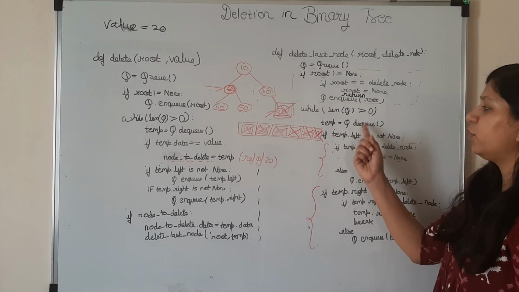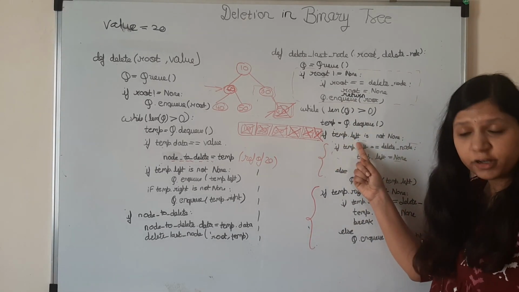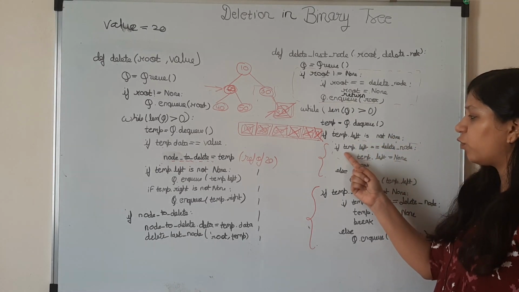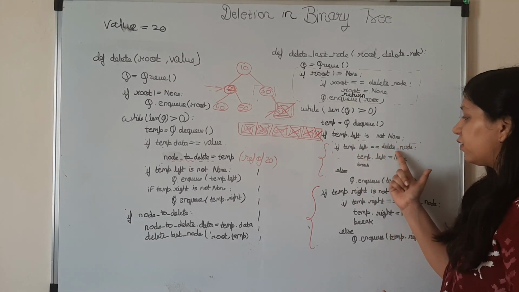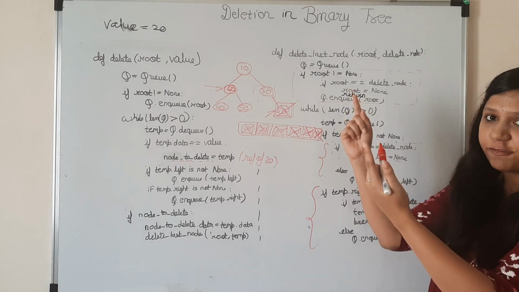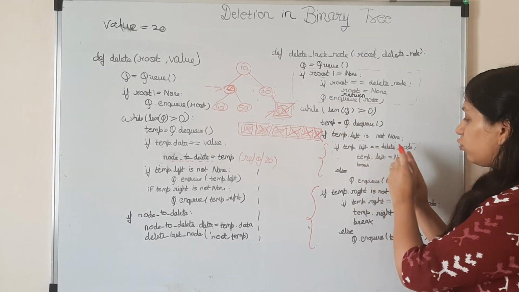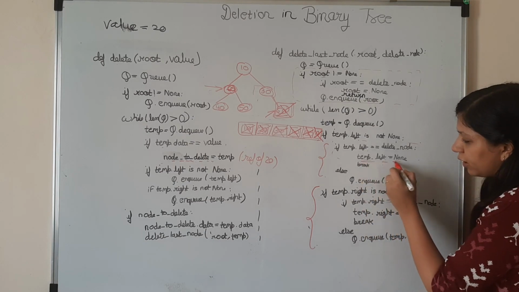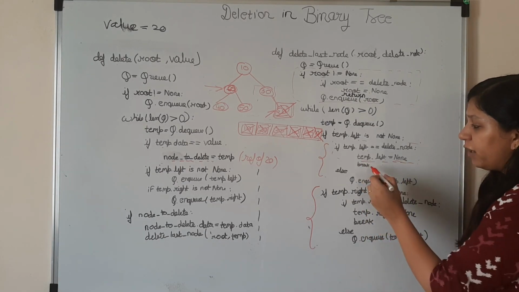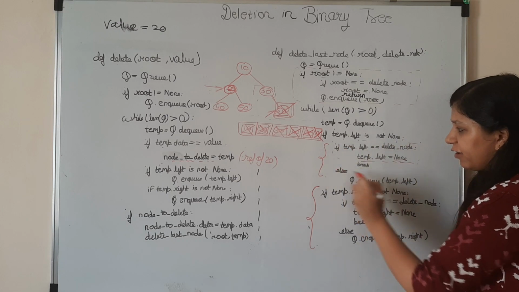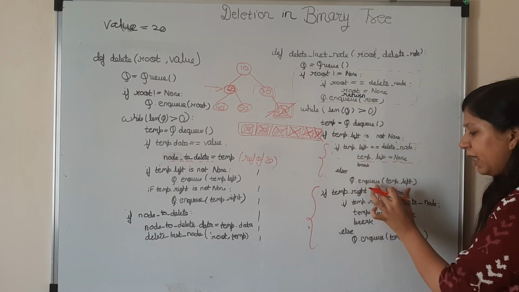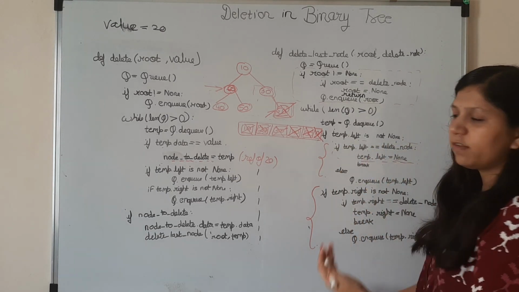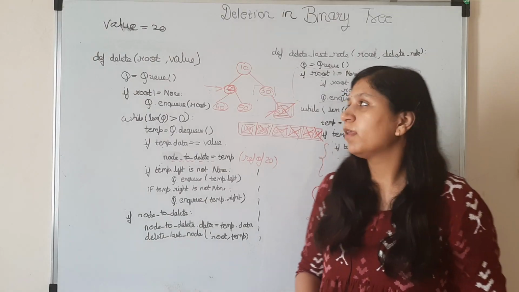So simple, you dequeue an element, you check its left. If left is not none, you will check if it is equals to delete node. You have the reference of delete node. If it is equals to delete node, then in temp.left you will put none and you will break. Otherwise, if this is not the case, you will simply enqueue it in your queue as you do in a level order traversal. That's it.